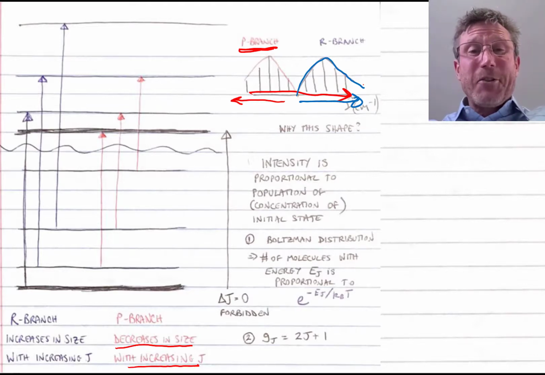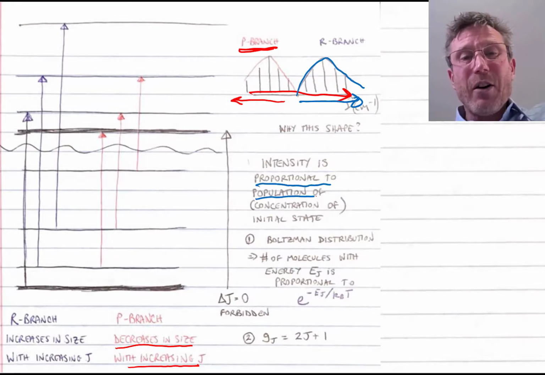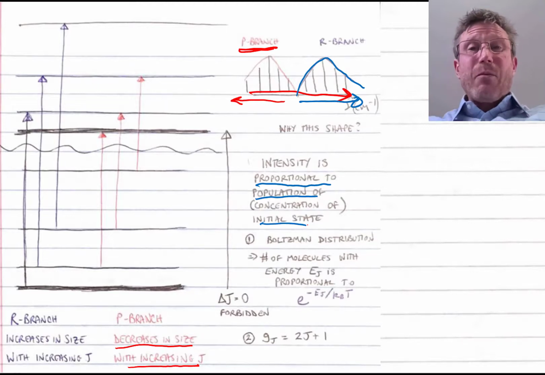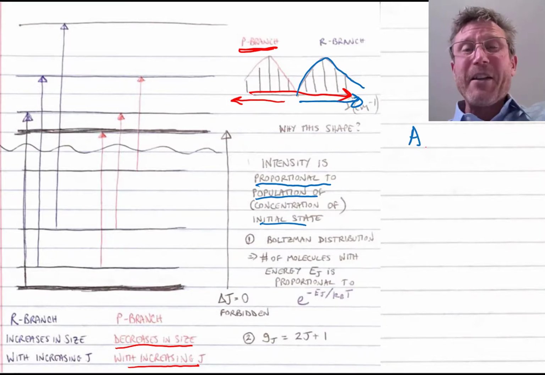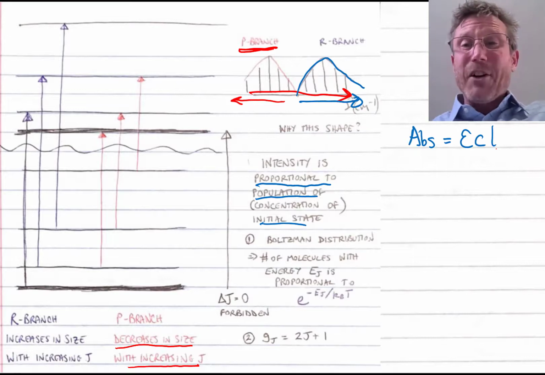There's another piece I want to introduce to you here. The intensity of any spectroscopic transition ends up being proportional to the population of the initial state. If you're familiar with Beer's law, remember if we go back to absorption spectroscopy, which we're not focusing on right now, but you've probably done that in lab. Absorbance is equal to some molar absorptivity multiplied by the concentration multiplied by the path length. So we know that the intensity of our transition is proportional to the concentration.